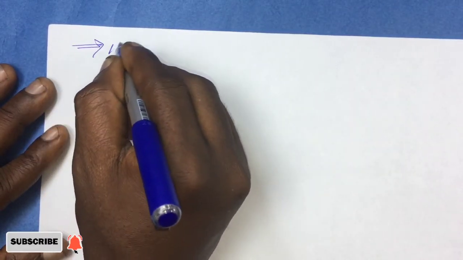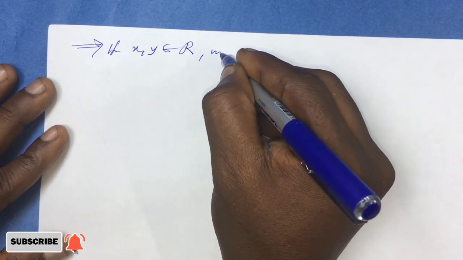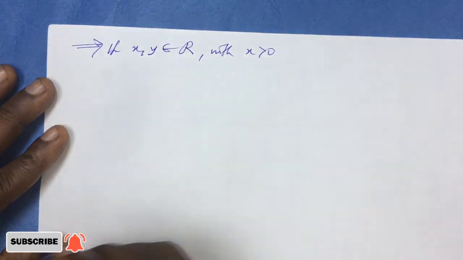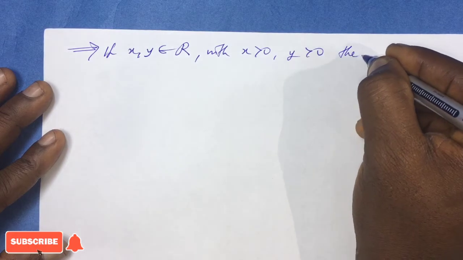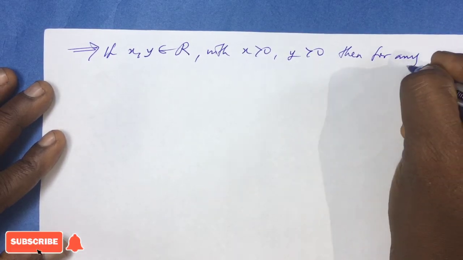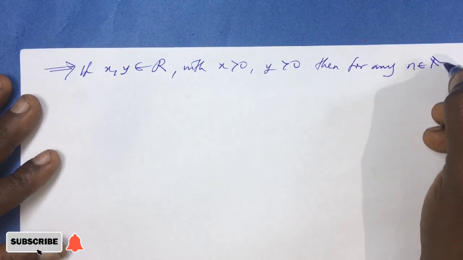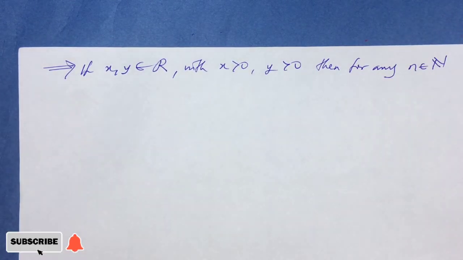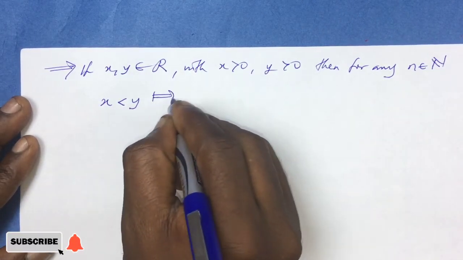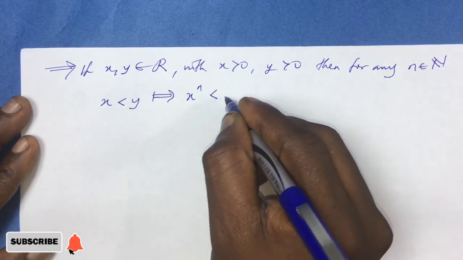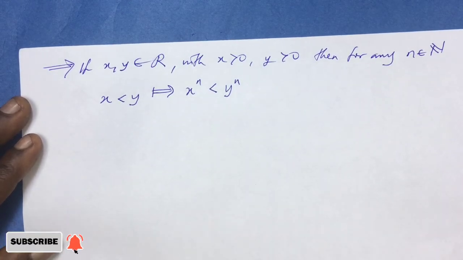So this property says if x, y are members of R with x being positive and y being positive, then if you select any natural number n, then x is less than y implies that x raised to power n will also be less than y raised to power n. So the property is true.